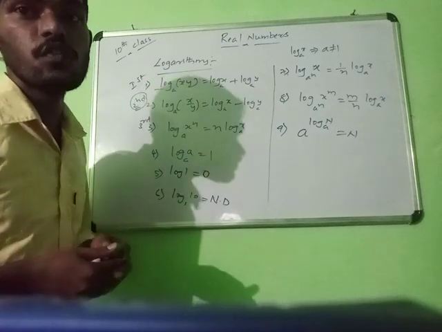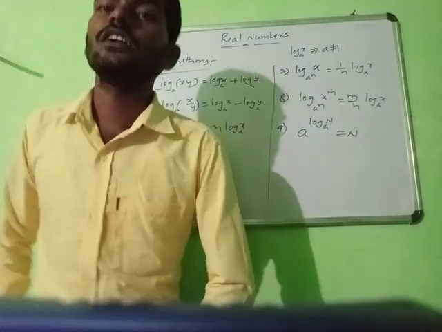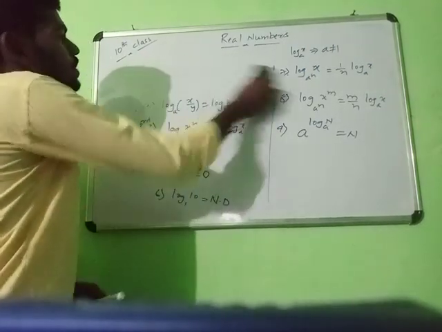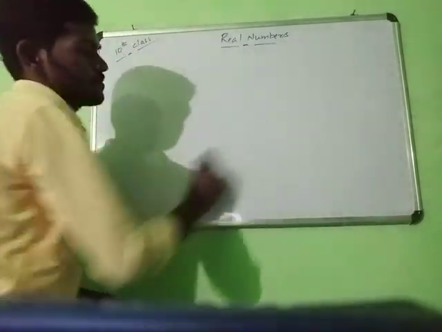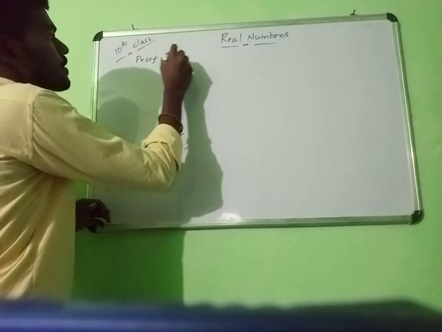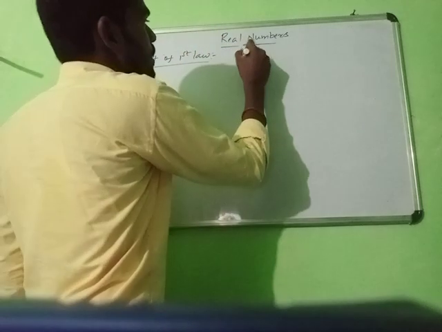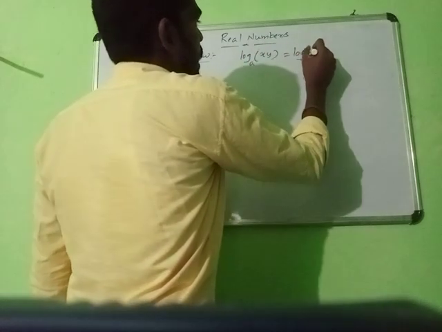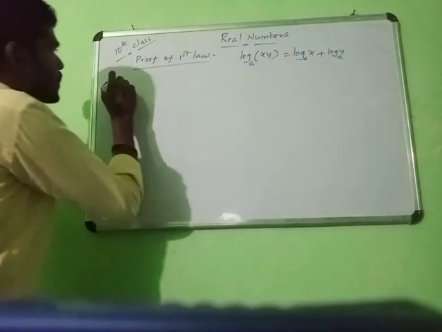Now how to find the proof of these laws? These proofs are not necessary, but I will explain how the proof comes. Now, the proof of the first law. What is the first law? Log of xy base a is equal to log x base a plus log y base a. Now take the proof.